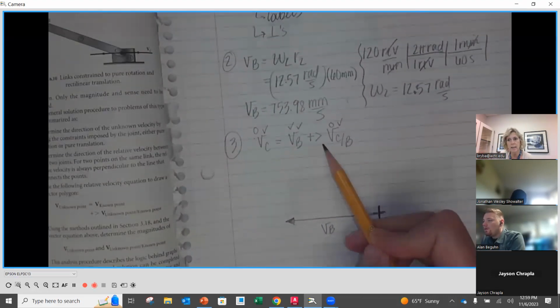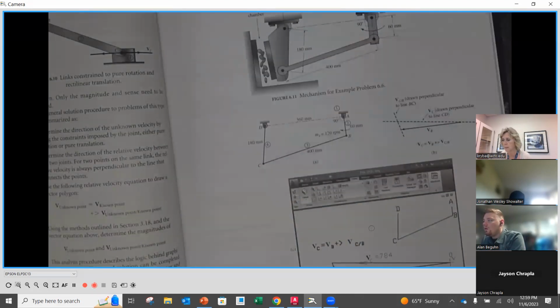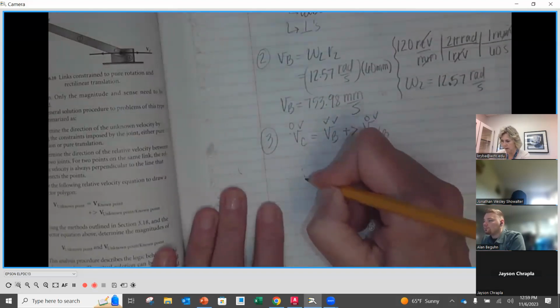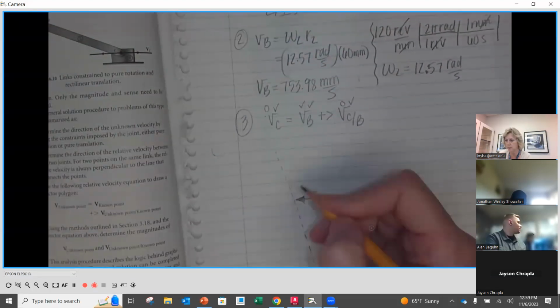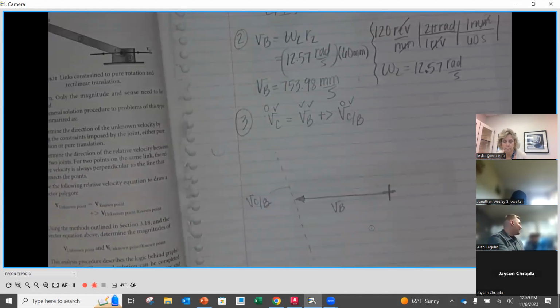Then I'm going to continue on the end point of the velocity of B, on the tip. I'm going to add the velocity of C relative to B. I don't know its magnitude, but I do know direction. I know its direction to be perpendicular to this link right here. So I'm going to draw a line that's something like this. I don't know if it's going to intersect up, down, left, right, but this is going to be my velocity of C relative to B. So now I've done everything I can on the right-hand side of the equation, right? Everything is done on the right-hand side of the equation.